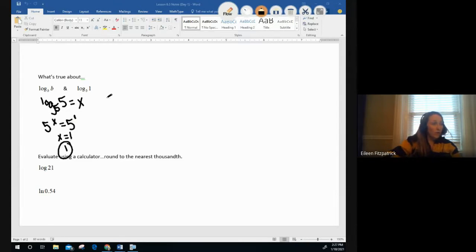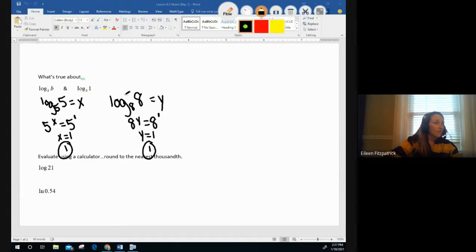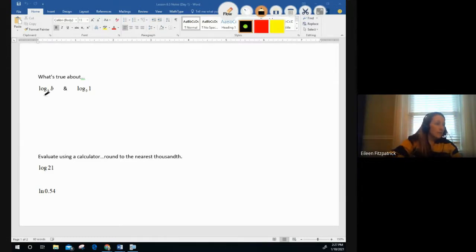So will that work for all examples? What about log base 8 of 8? Well, if I set it equal to a variable such as y, I have 8 to the y equals 8. I'd set exponents equal to each other, and I get 1 again. So what I'm just discovering is that when the base of the log problem is the same as what you're logging, when those two values are the same, this is always going to simplify down to a 1.